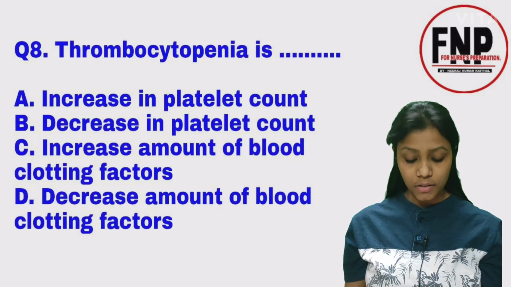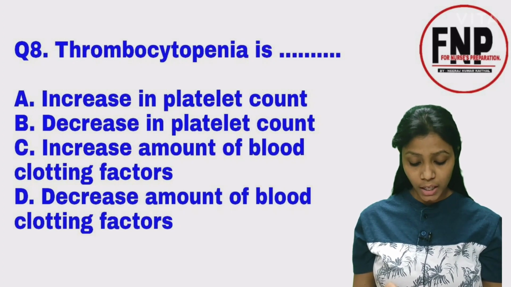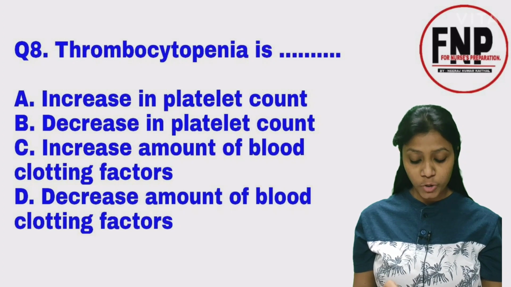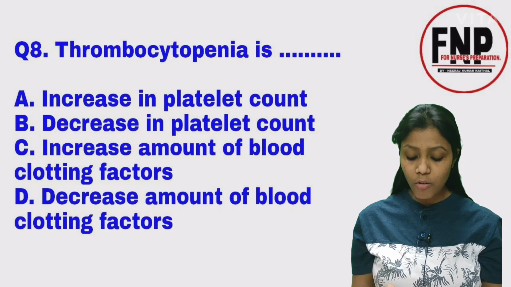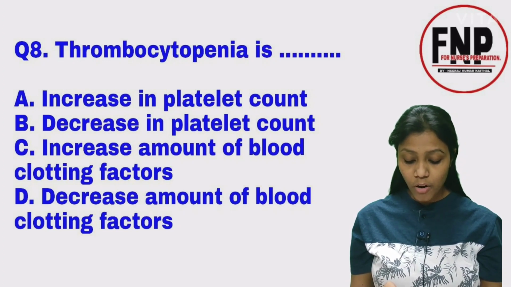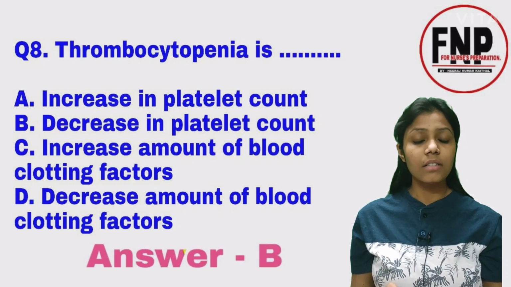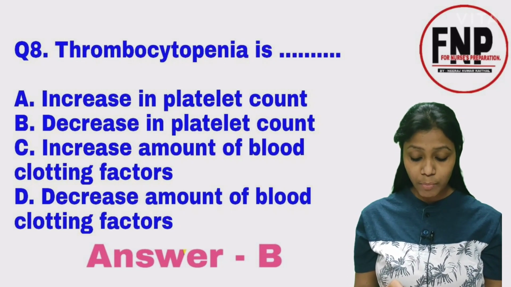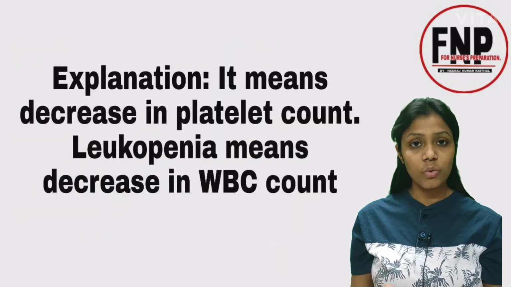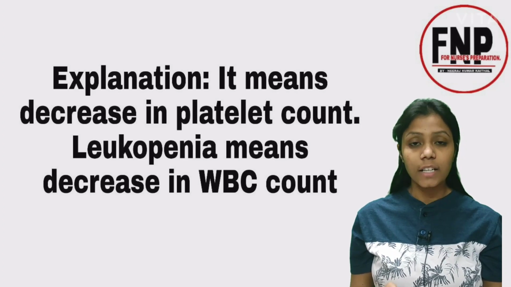Question number 8 is thrombocytopenia is. Your options are option A, increase in platelet count, option B, decrease in platelet count, option C, increased amount of blood clotting factor, or option D, that is decreased amount of blood clotting factor. Correct answer is answer number B, that is decrease in platelet count. Explanation of this question is it means decrease in platelet count. Leukopenia means decrease in WBC count.